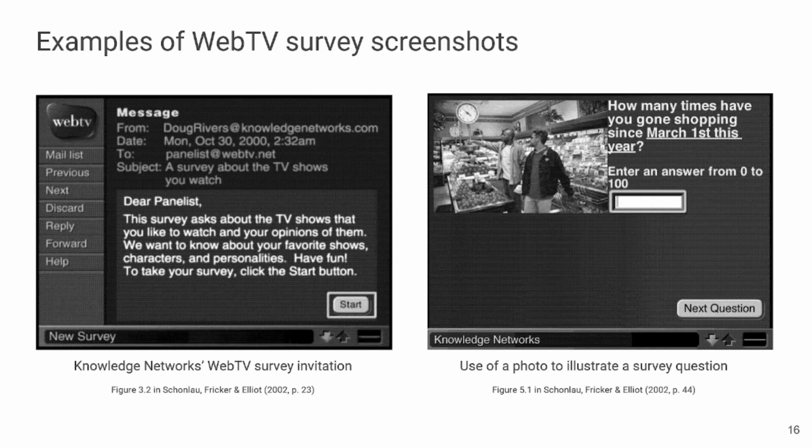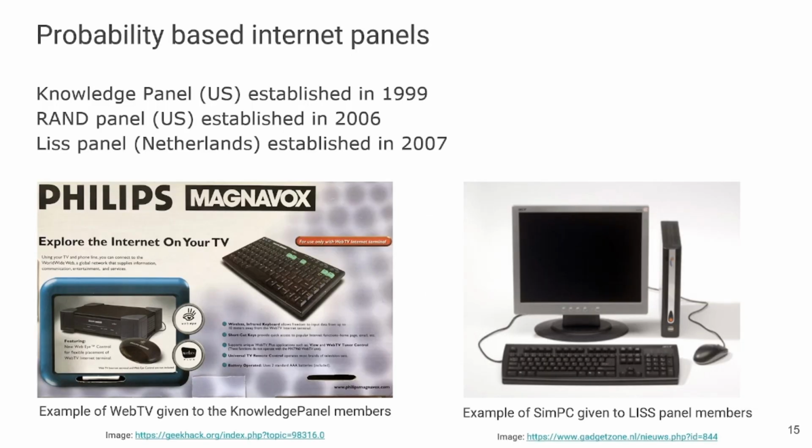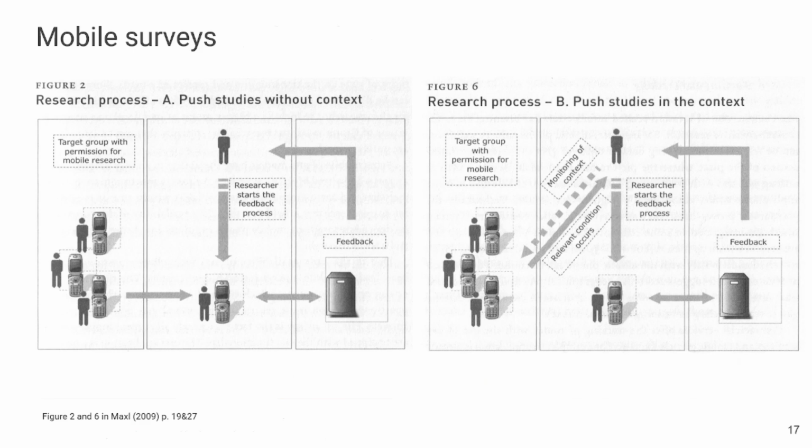And in the Netherlands, there's something called SimPC, which is Simple PC, and this company is still around. They sell PCs for people who have low literacy, and they're very easy to use. And amazingly enough, this company is still around.